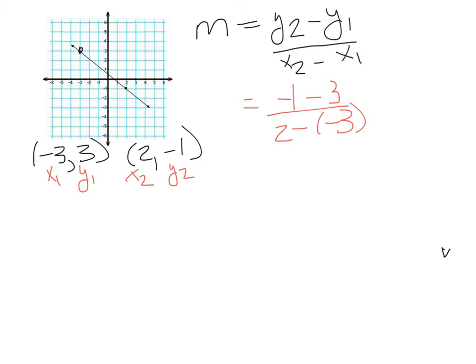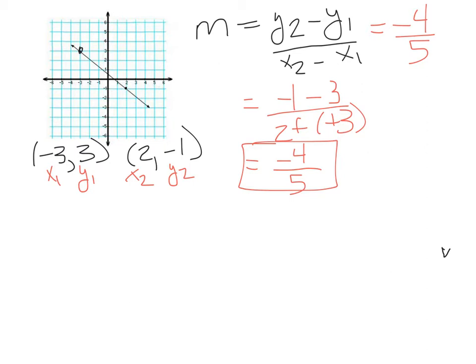And we know that subtracting a negative is the same thing as adding a positive. So when I work this out, I will get -1 minus 3, -4 on top, 2 plus 3 is 5 on the bottom. So the slope of this line is -4/5. Now the question can be about that negative sign. The numerator we can just leave as -4.